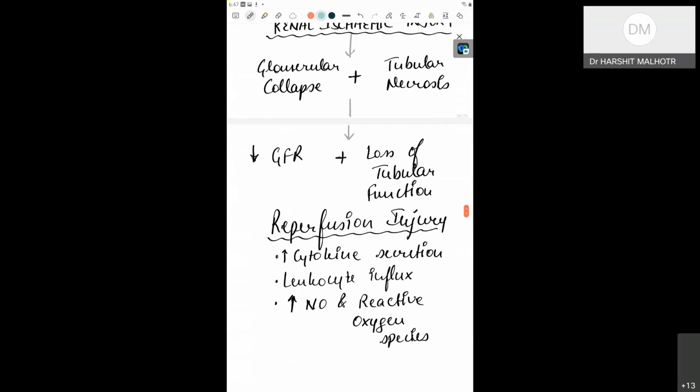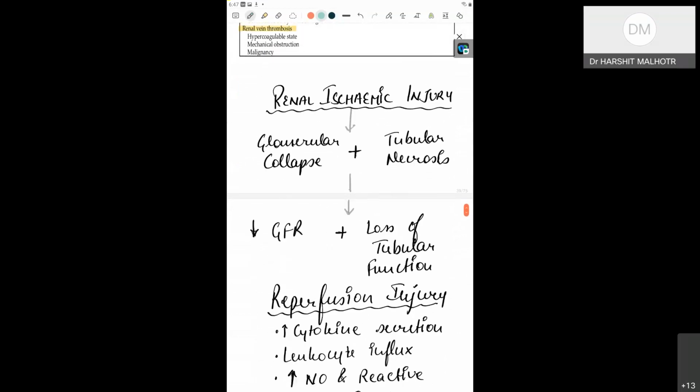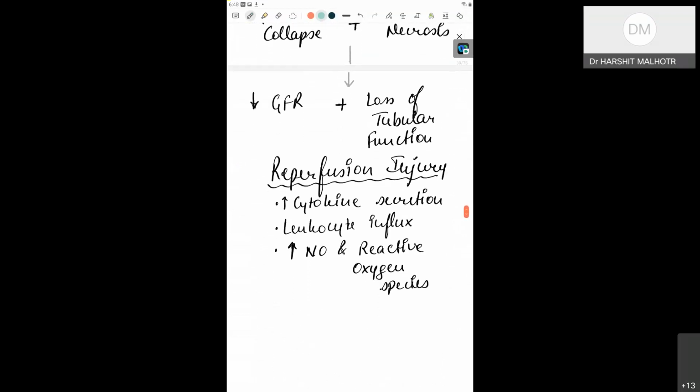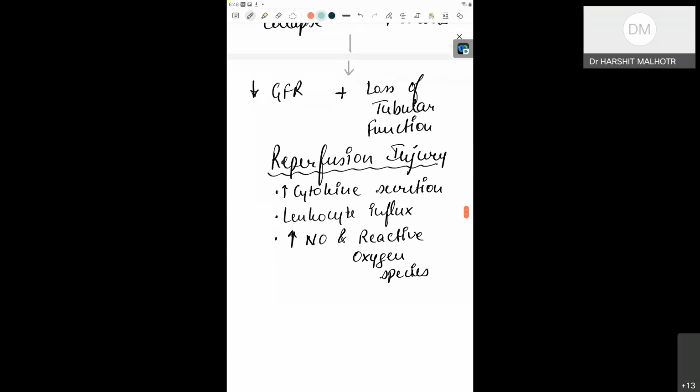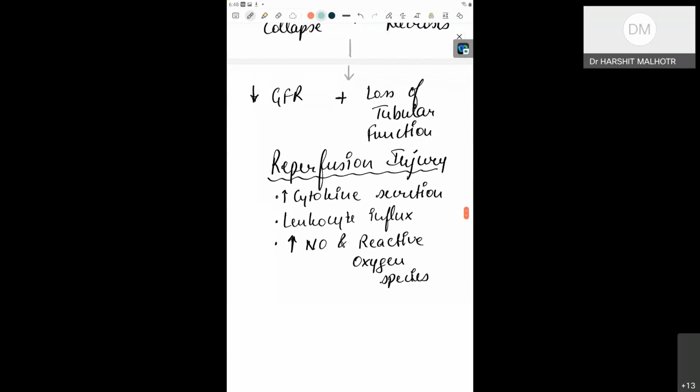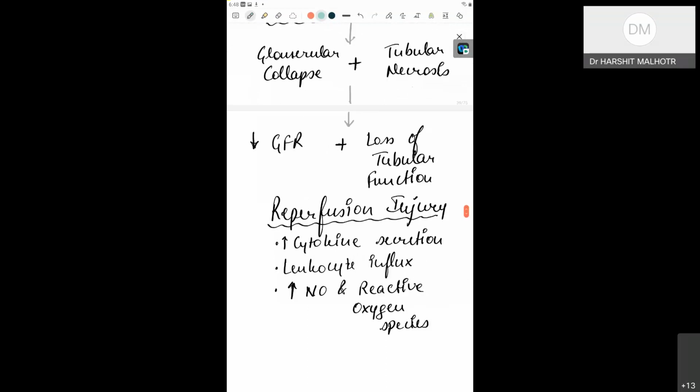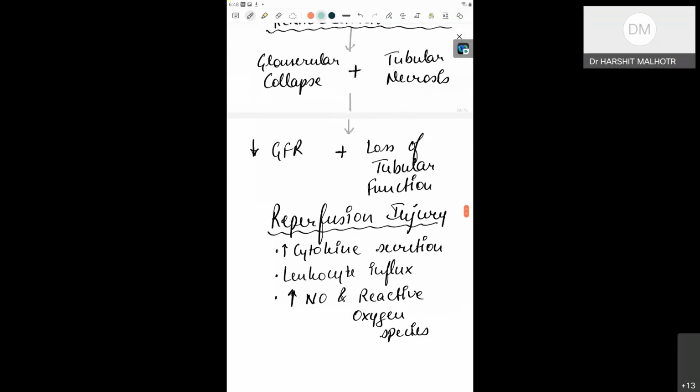Commonly, there can be a reperfusion injury also associated with a renal ischemic injury. Because of the increased cytokine secretion, there is leukocyte influx also, and there is increased nitric oxide and reactive oxygen species, which is per se because of any reperfusion injury. But in kidneys, because of the end arteries, the reperfusion injuries are more severe and dreadful.